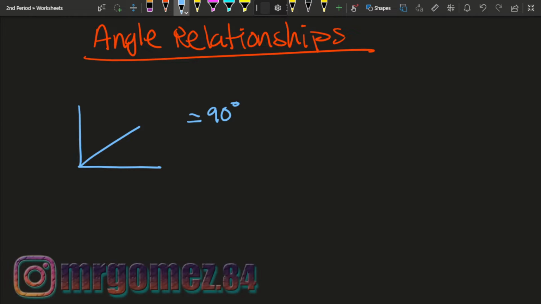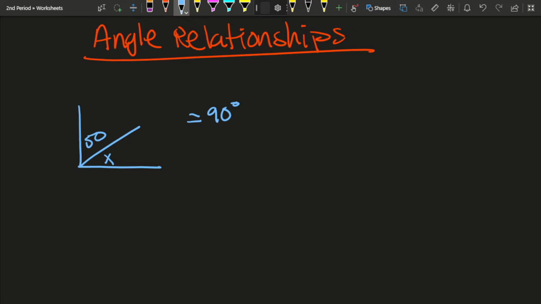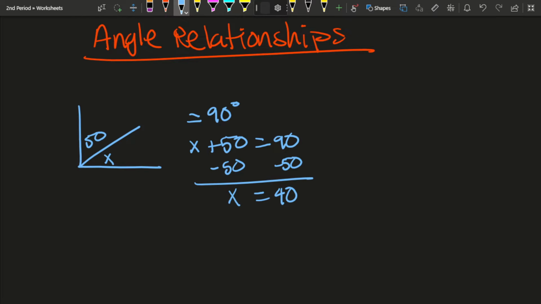So for example, if this is X and this is 50, in order to find out what the value of X is, all you have to do is set this equal to 90. So X plus 50 equals 90, and then you can solve for X. Friends and family, we subtract 50. What you do to one side, you do to the other side. So X equals 40 degrees. So that means that this angle right here is 40 degrees.